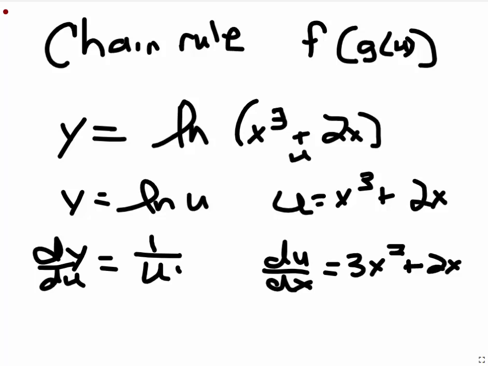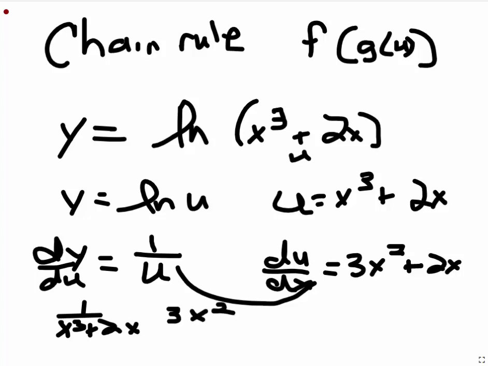So all I do is simply multiply these together and write them in terms of x again. So it's 1 over u, which was x cubed plus 2x, times du, which is 3x squared plus 2x. Chain rule works on any function. It could be something like this.